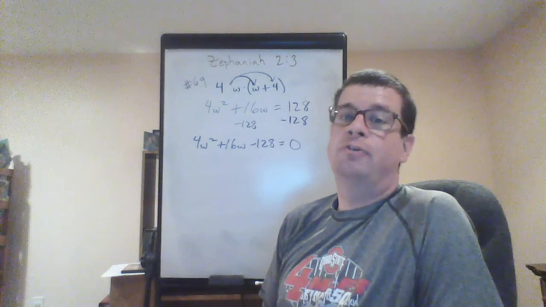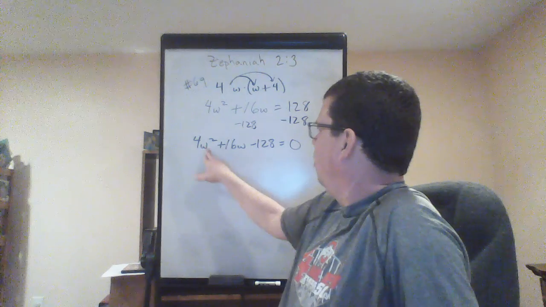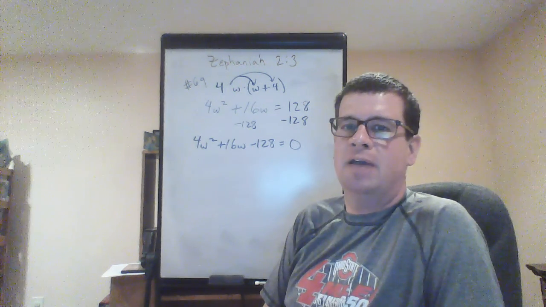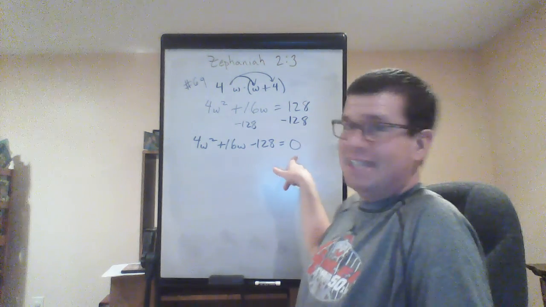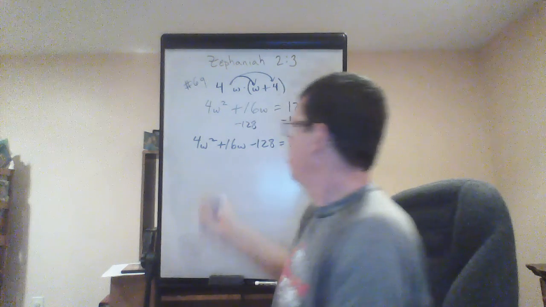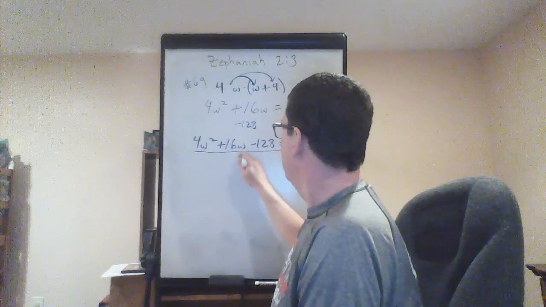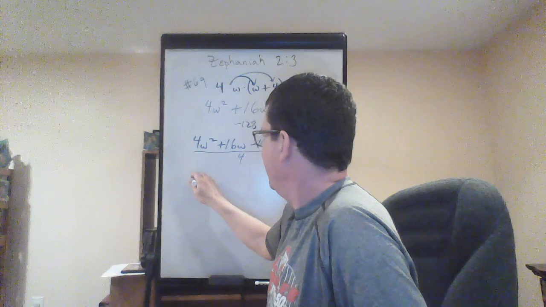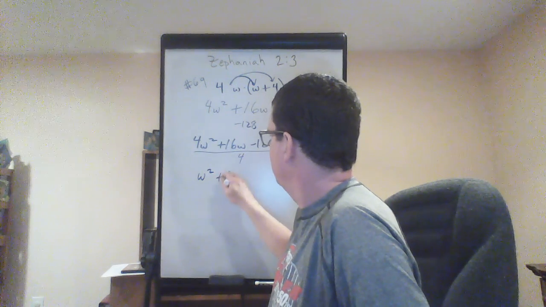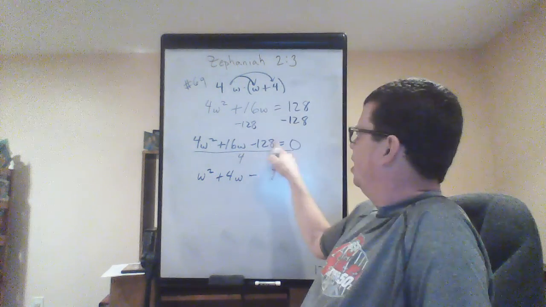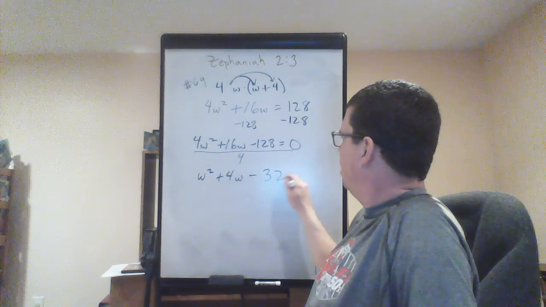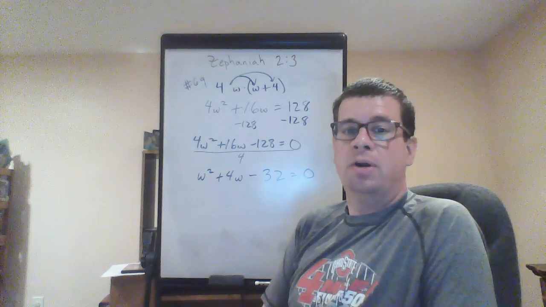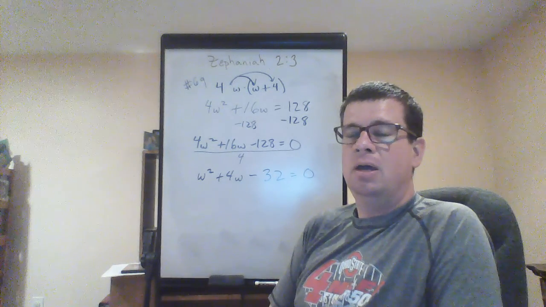As I'm looking at it, the first thing I notice is that 4, 16, and 128, or negative 128, depends how you want to look at that, are all divisible by 4, as is 0. So I can divide this whole equation by 4. If nothing else, it's just going to give me some smaller numbers to work with. I get W squared plus 4W, and 128 divided by 4 is 32. So I get W squared plus 4W minus 32 equals 0.